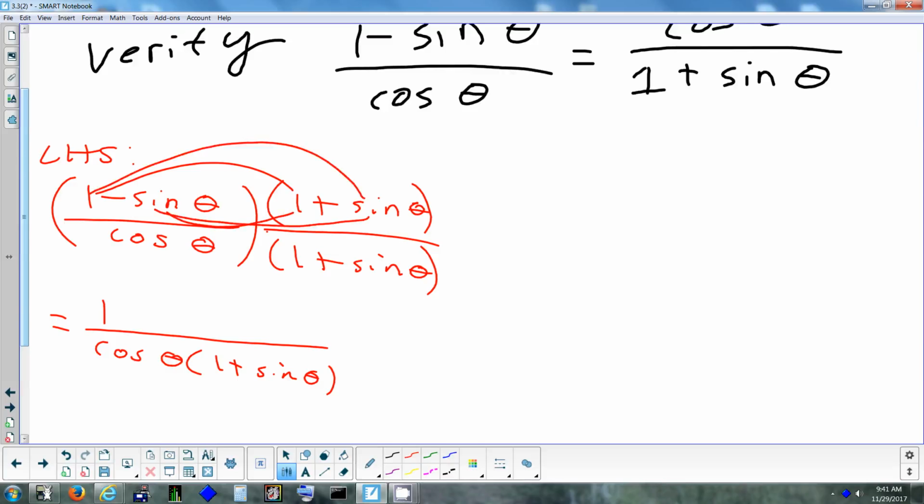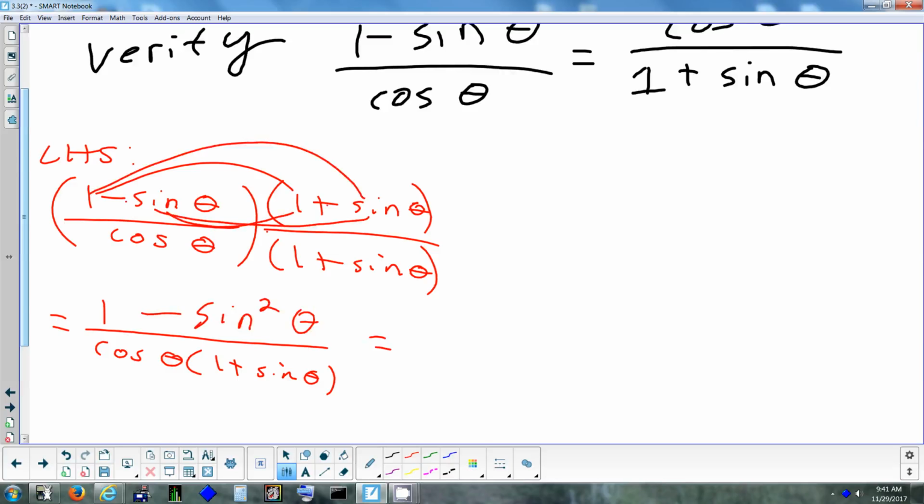And Faith, what about negative times a positive? Negative. Sine times sine? Sine squared. Sine squared, yep.